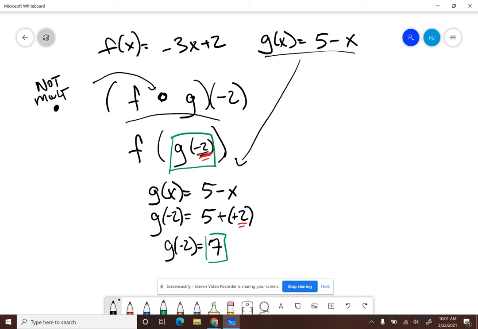So think about what we really have now. Now what we really have is f of 7. Now that's really what I need to solve. You can kind of see how we went from the inside out. We solved the g function first for -2. Once we got an answer, I'm going to take that answer then and plug it in for my f function.